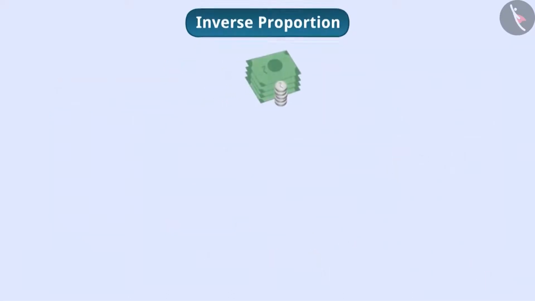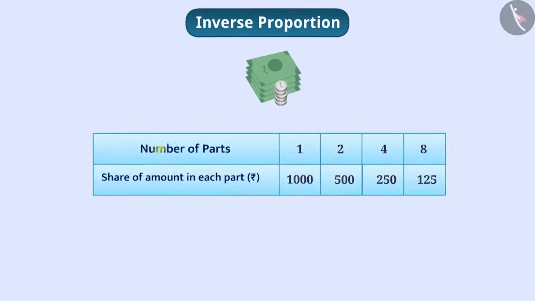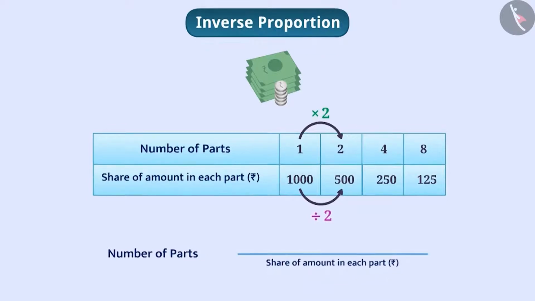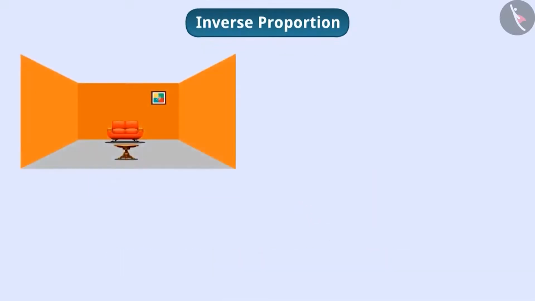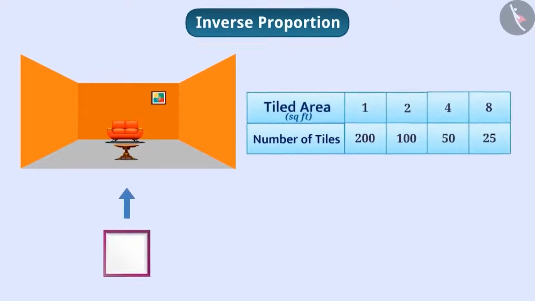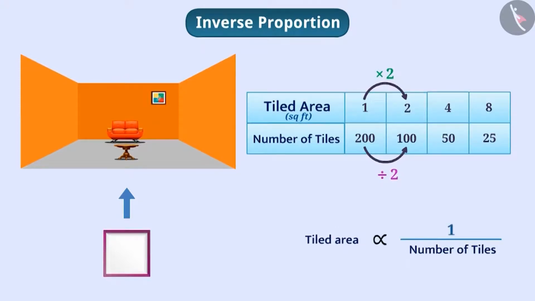Let's look at some of the day-to-day conditions where inverse proportions occur. If a certain amount of money is to be divided, there will be a proportionate decrease in the amount of money in each part with the increase in the number of parts. In this way, the number of parts and the amount in each part will be inversely proportional. If square tiles are to be installed in a certain area, there will be a proportionate decrease in the number of tiles with an increase in the area of tiles. In this way, the area of tiles and the number of tiles will be inversely proportional.